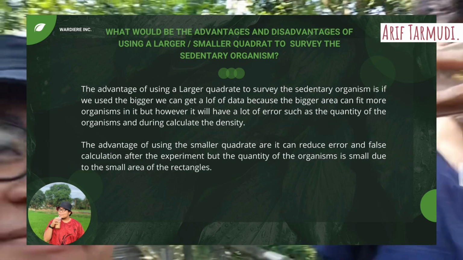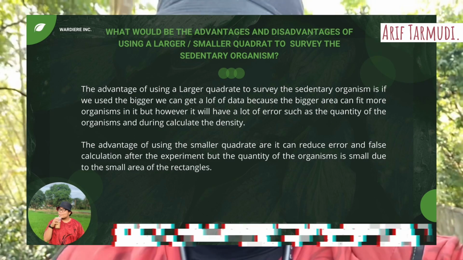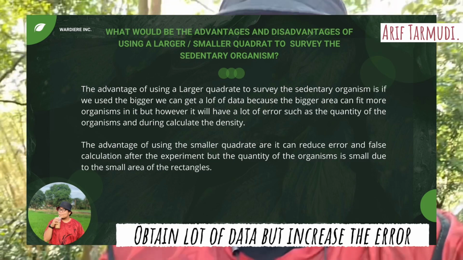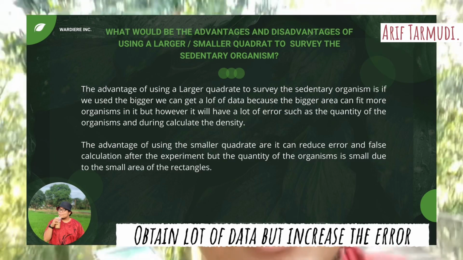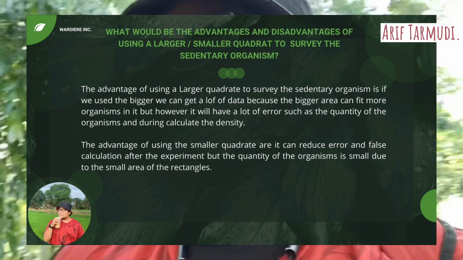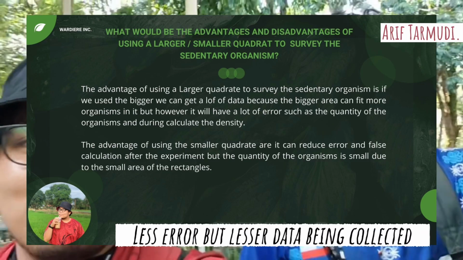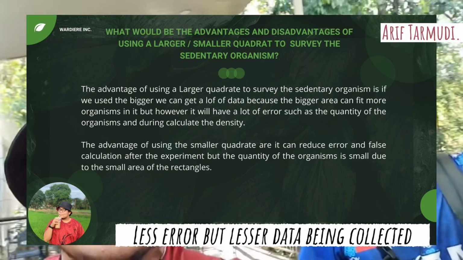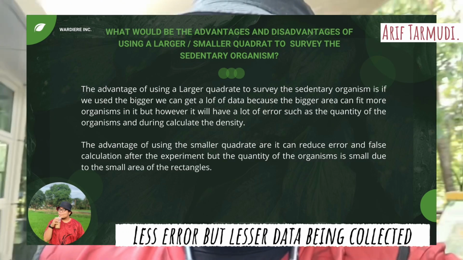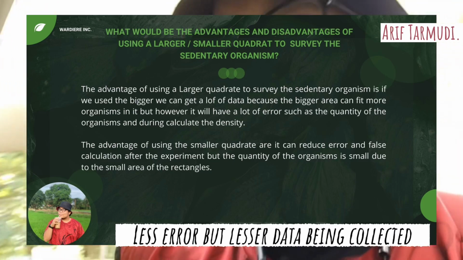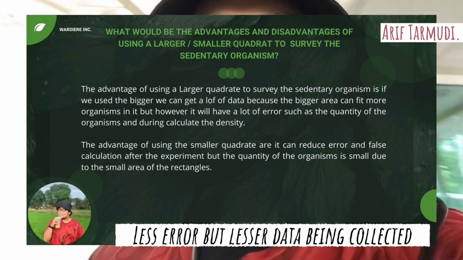The advantage of using a larger quadrat is that we can get a lot of data, however it can cause a lot of error during the calculation. The same goes for the smaller one. The advantage of the smaller is that it can reduce error and faulty calculation, but the disadvantage is it has a small area, so we can get a small quantity of organisms.